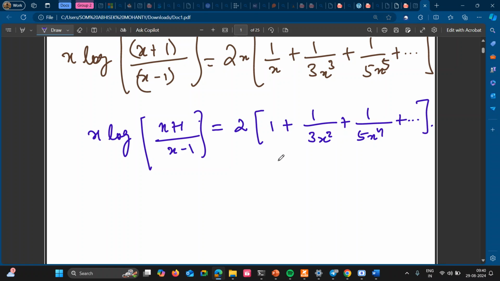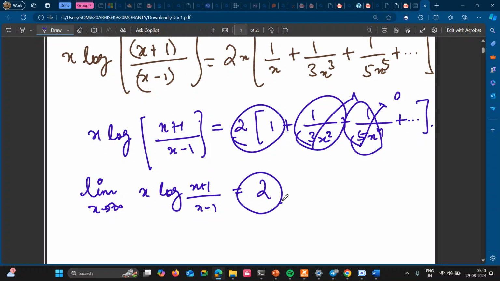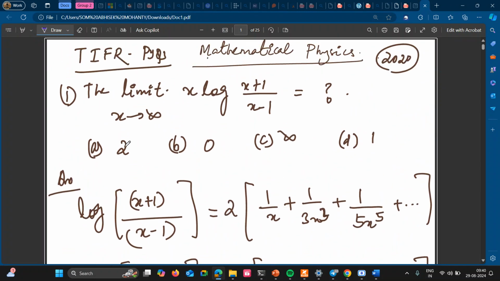What is the question exactly? The question is the limit as x extends to infinity of x log((x plus 1) divided by (x minus 1)). So I will put the limit here. As x extends to infinity, these terms are 0 because they are in the denominator, so all these terms become 0, and only the 2 will remain. So the answer is 2, option A.